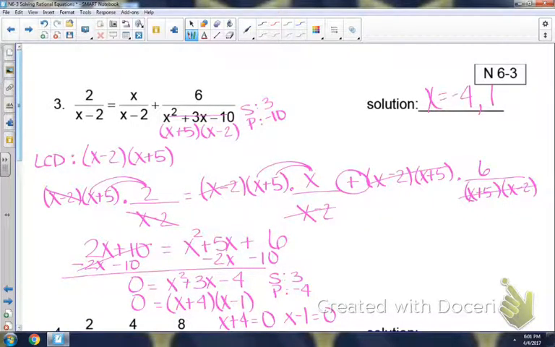So you're just plugging it back into the denominators on your original equation and checking to make sure that 0 is not in your denominator, because that's undefined.